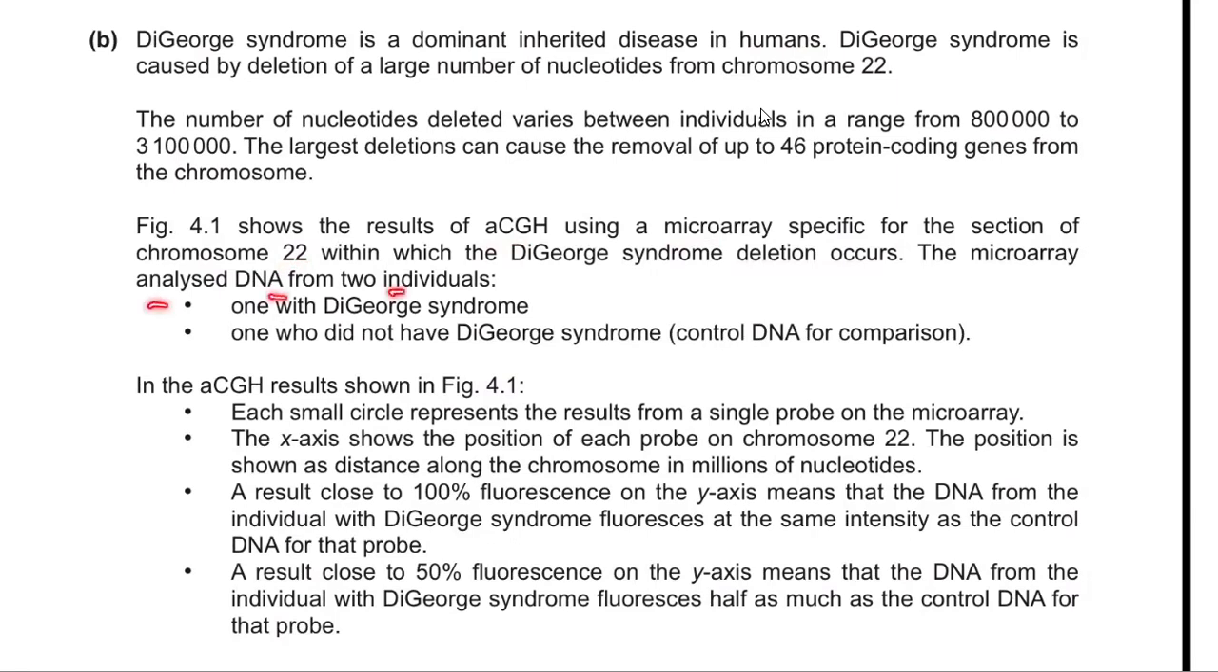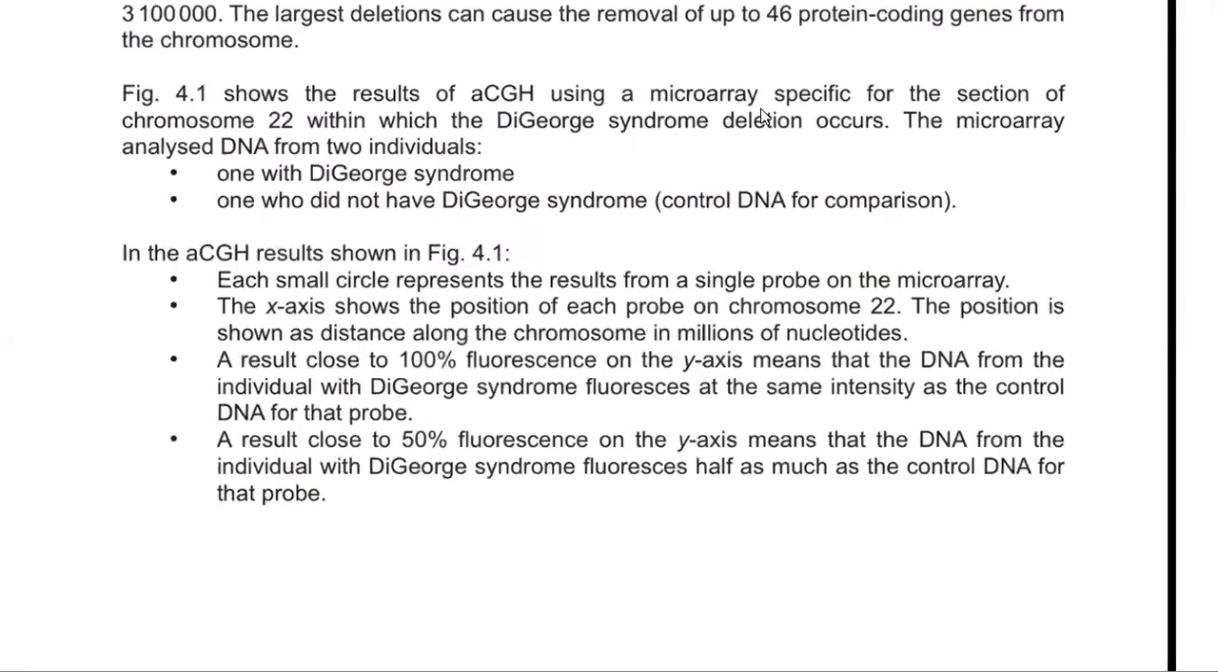Microarray analyzes the DNA of two individuals. One has DiGeorge syndrome, the other does not. The person without DiGeorge syndrome provides the control DNA for comparison. In the aCGH results shown in figure 4.1, these four bullets are what we need to understand.